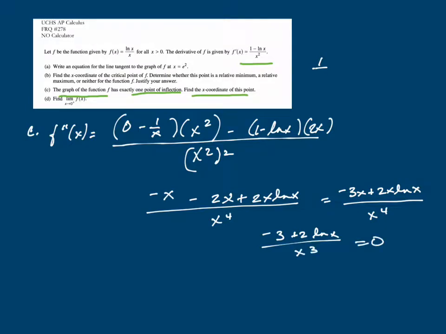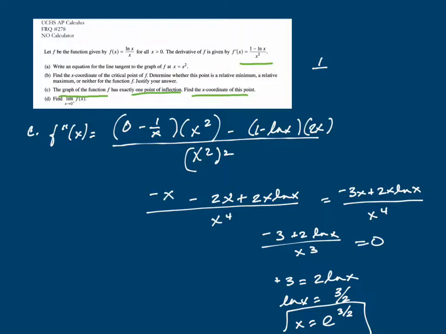And now we're rocking and rolling. So positive 3 equals 2 ln x when I solve this. So ln x equals 3/2, so x equals e to the 3/2. It says the graph has exactly one point of inflection, find the x coordinate. So you can just say x equals e to the 3/2. It doesn't ask you to explain why or how. So that's just you taking the second derivative.